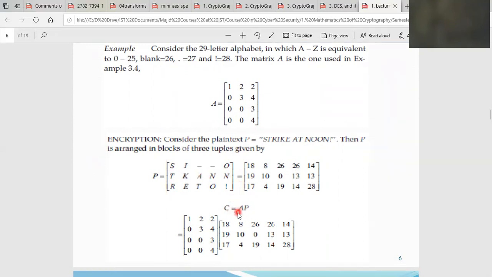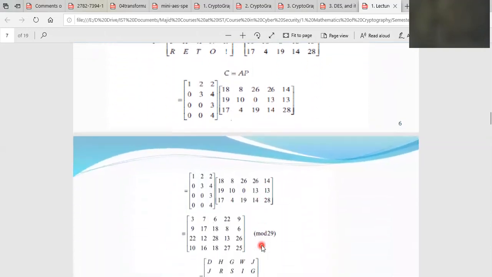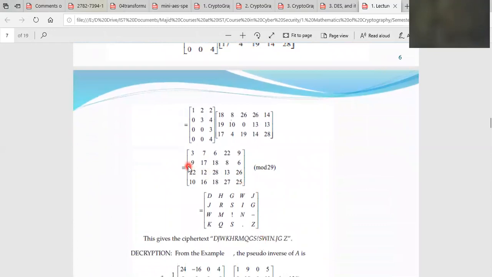To get the ciphertext, we multiply A, which is the key matrix, with P, the plain text, and we get a matrix with 4 rows and 5 columns. So 3 is mapped to D, 9 is mapped to J, 22 is mapped to W, and so on. 25 is mapped to Z. So our ciphertext is DJW, and so on, and GZ.